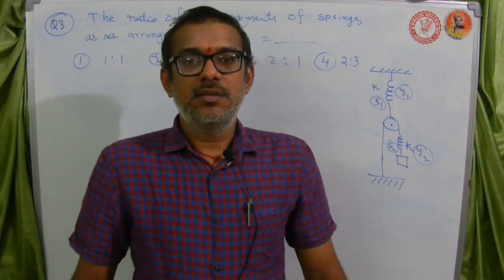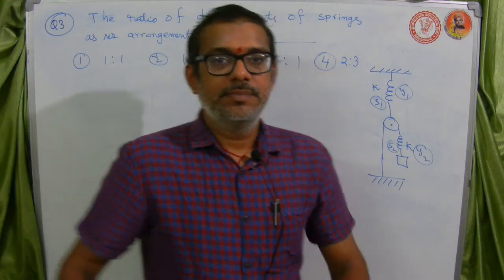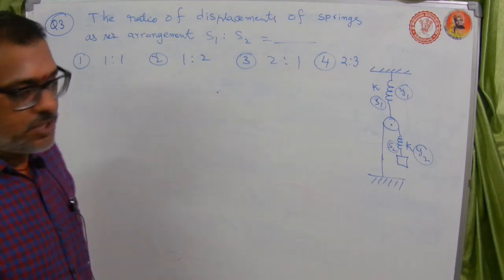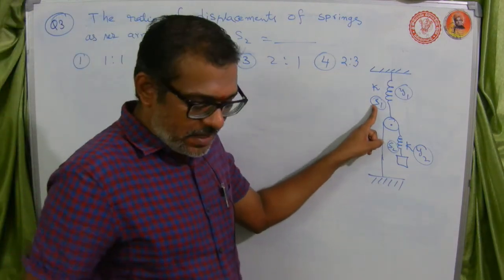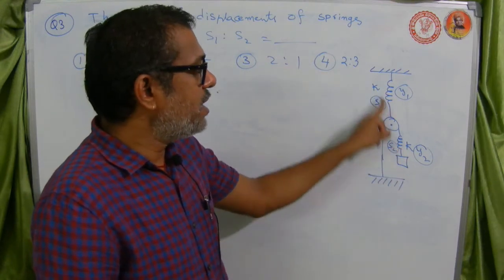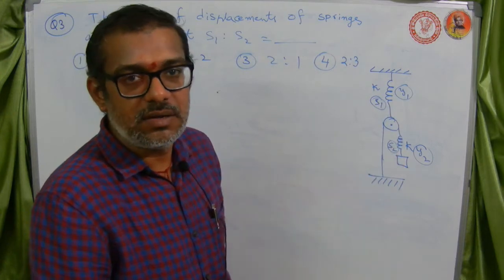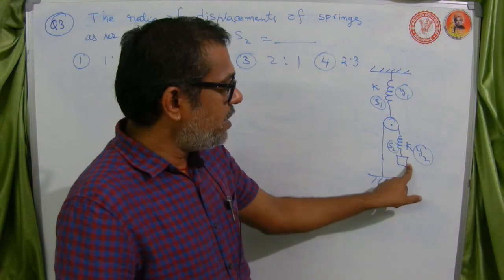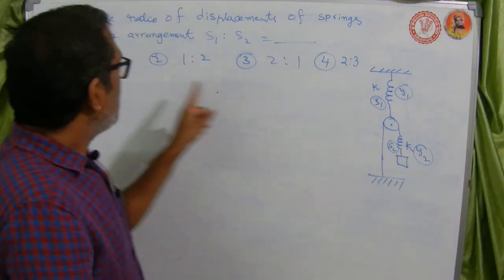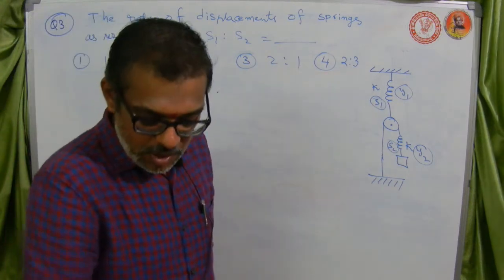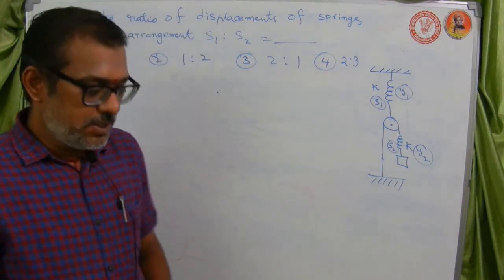Now, let us see the third question for today's class. The ratio of displacement of springs as per the arrangement, S1 to S2, is how much? In the given problem, S1 is the first spring and S2 is the second spring, having spring constants K and K, which means they are identically equal. The displacement of the first spring is Y1 and the displacement of the second spring is Y2. The given options are 1 is to 1, 1 is to 2, 2 is to 1 and 2 is to 3. We have to find the ratio of displacements.